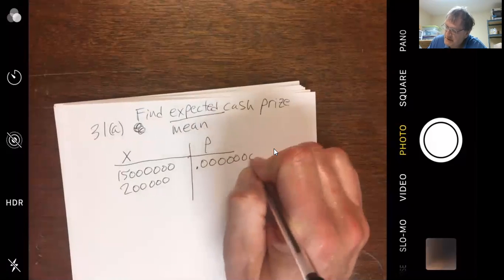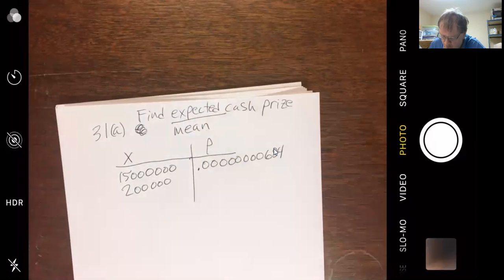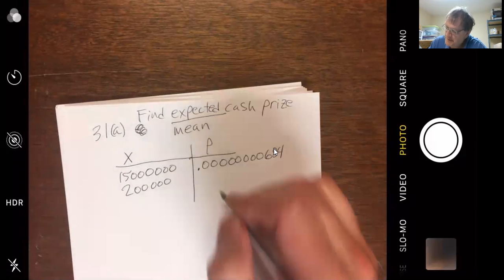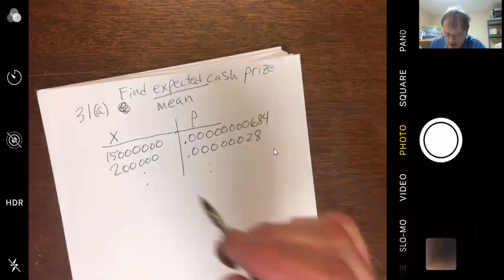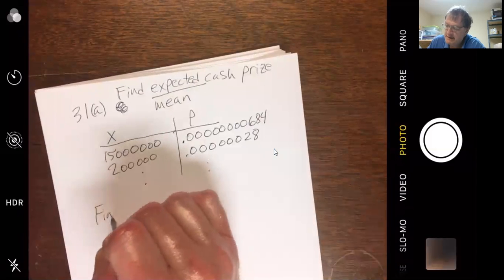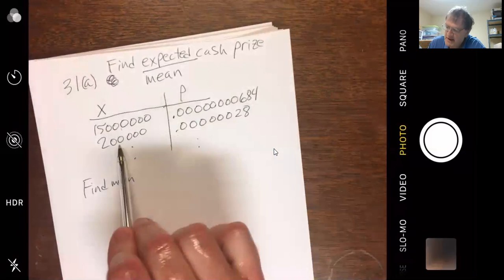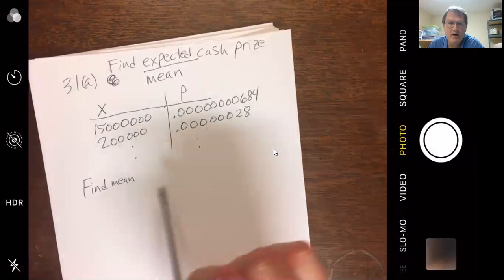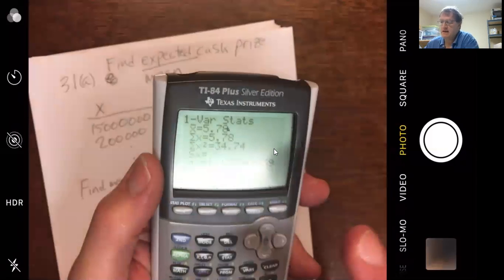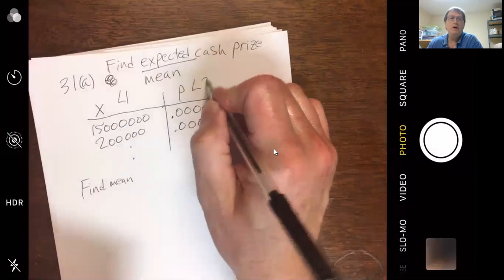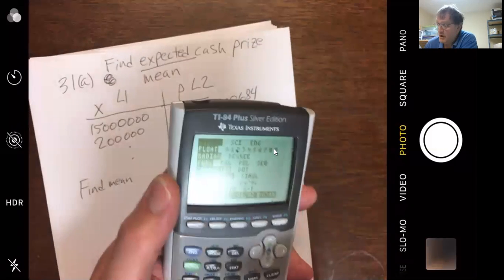5, 6, 7, 8, 6, 8, 4. The next one has 1, 2, 3, 4, 5, 6 zeros, 4, 5, 6, 2, 8, and then it goes on down. So they basically want us to find the mean. Now, again, we could do it by hand, 15 million times this, 200,000 times this, and do that dance all the way down. Or we can do it the way we just did in the last problem: enter these in L1 and L2, and then run through the keys and have the calculator tell us the mean. You want to do it that way?